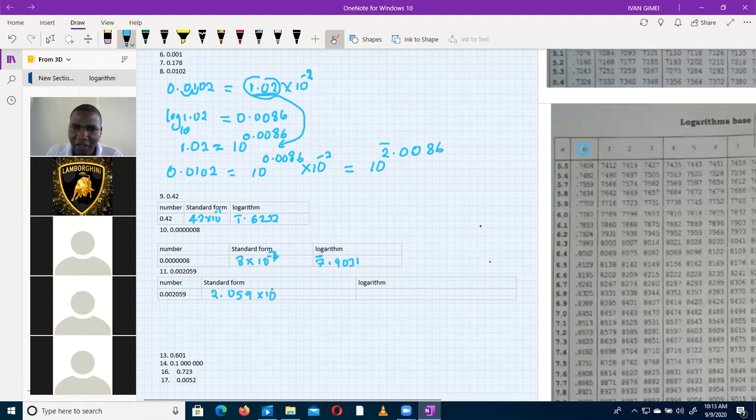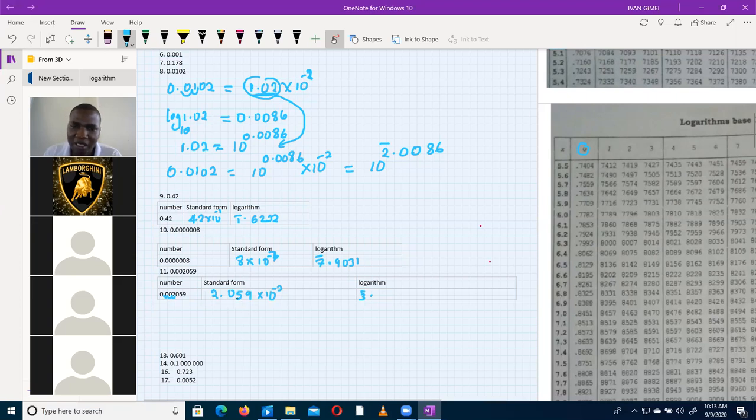Negative 3, yes, because I'm moving the decimal point from here 1, 2, 3 steps to the right. So this becomes 3 bar. Because it is negative 3, it will be 3 bar. If it's a positive one, you just write 3. If it's a negative one, it's 3 bar point.